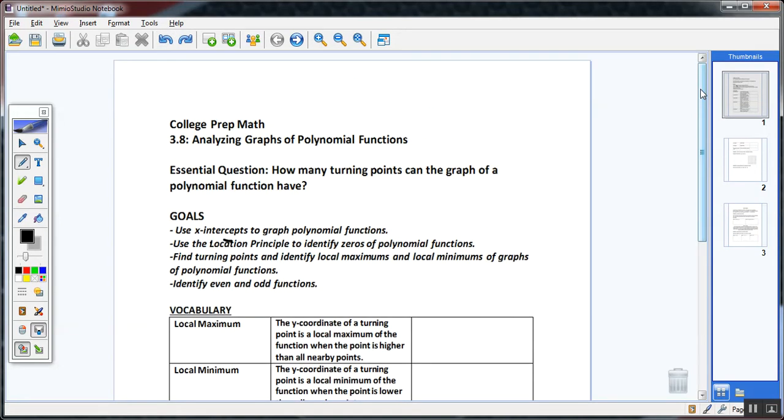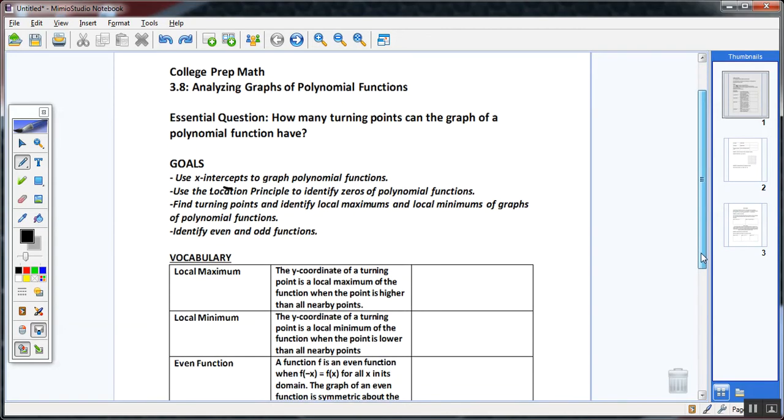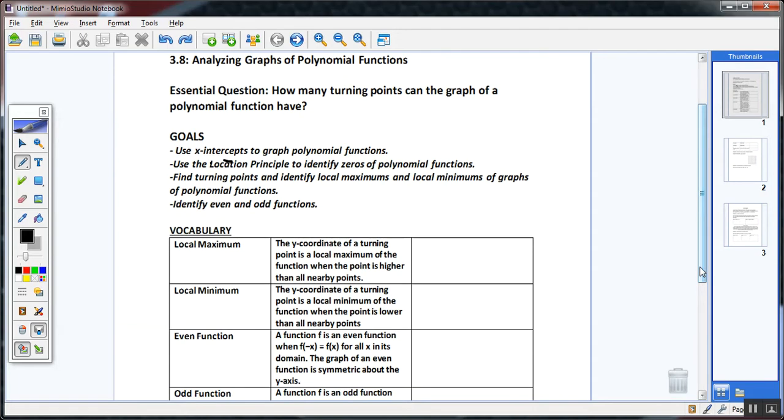Okay, 3.8, title is Analyzing Graphs of Polynomial Functions. So we're going to be looking at a lot of things in Desmos today. There's quite a bit of vocabulary that comes along with today, but I think that if you follow along and listen carefully, this will be pretty manageable. I think, like the last section, it's quite a bit easier compared to the rational root theorem, fundamental theorem of algebra, complex conjugates theorem, and irrational root theorem.